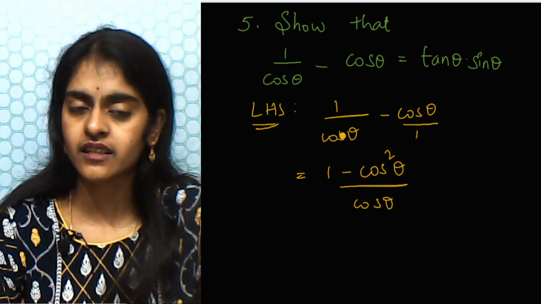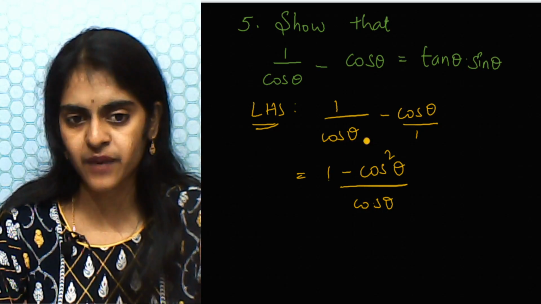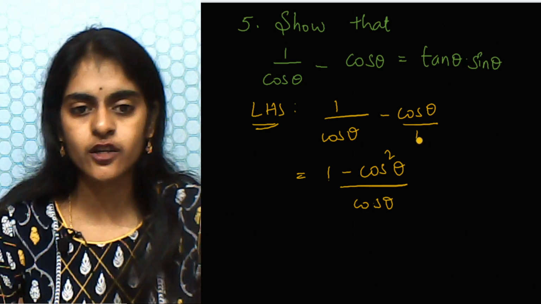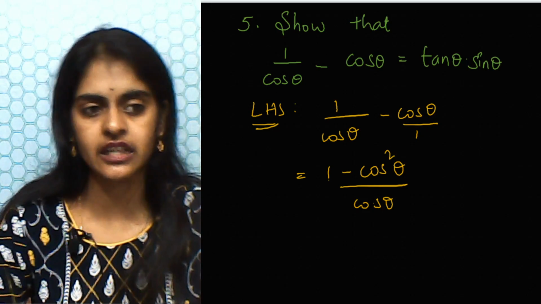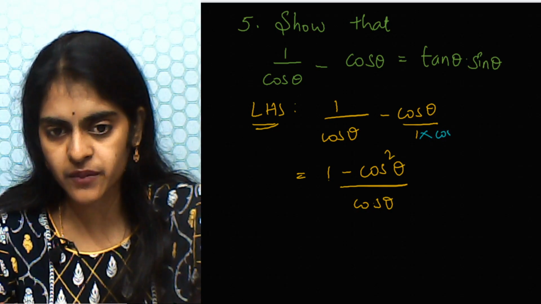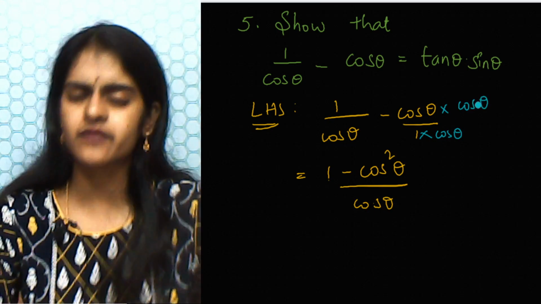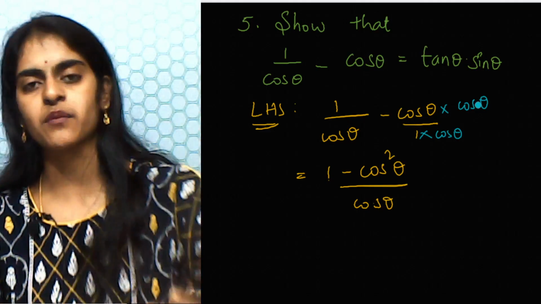So here the denominators are the same, so you take the numerator as same, minus, you have right minus. Here you have 1 in the denominator, isn't it? So you have to get cos theta. So multiply this 1 by cos theta. Similarly, the numerator also will multiply by cos theta. Simple LCM concept you are just applying here.